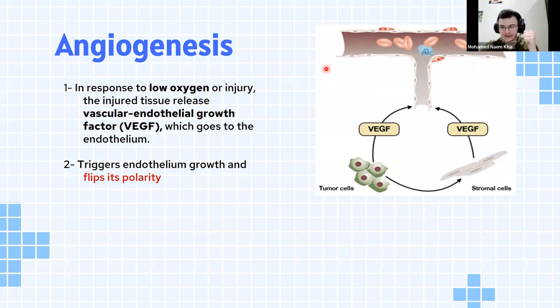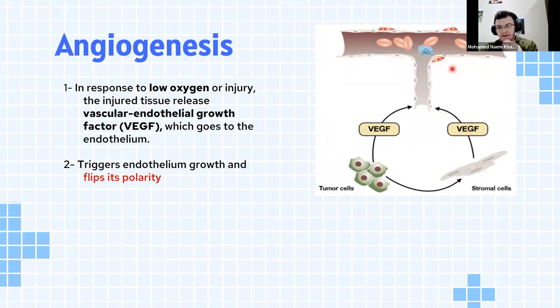Remember the first slide that I gave you when I told you the endothelium has an apical and a basolateral surface? Remember that slide? You remember that slide, guys? So the apical surface, we said that it's toward the blood. As you see here, toward the blood, this is the apical surface, okay? The one facing the lumen, good. And the basolateral is the one that is not facing the lumen, which is this one.